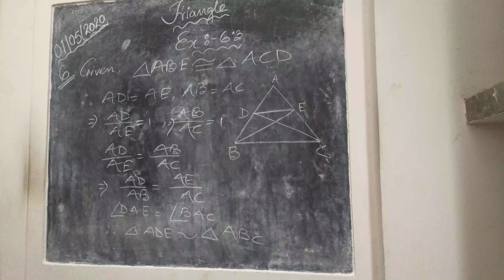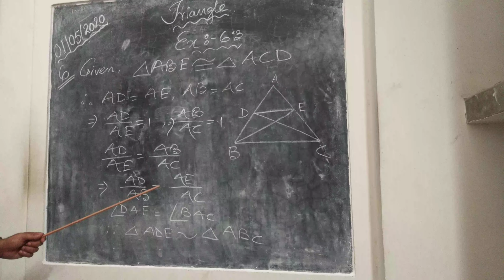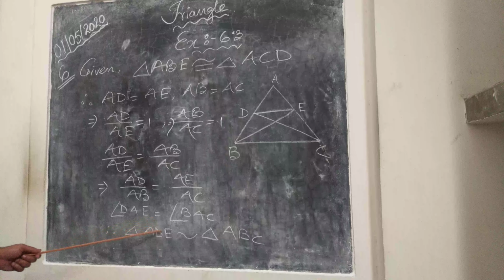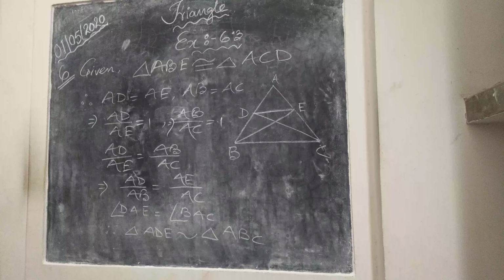Property number 3. First it was all the corresponding angles. The next one was that the ratio of the sides should be proportional. And the last one is that two corresponding sides are in equal proportion and the angles included between the two sides are equal. Then also two triangles are similar. Clear? So this is question number 6.